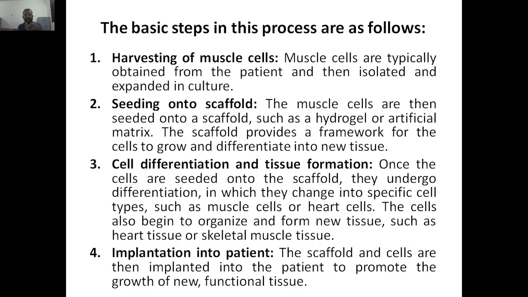Imagine this is a scaffold. Now it can be a hydrogel or it can be an artificial matrix. That we will see in the diagrammatic explanation in the next slides. So now, what does the scaffold provide? This scaffold provides a structural framework, like a network, for the cells to grow, so that cells can grow inside this particular structure and differentiate into the new tissue. So it will give a proper shape for the growing tissue. Understanding? So, seeding onto the scaffold.